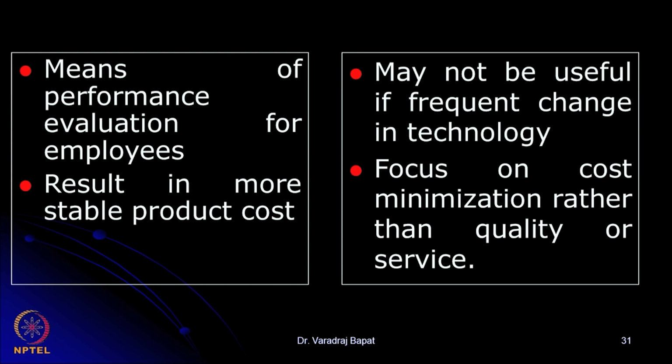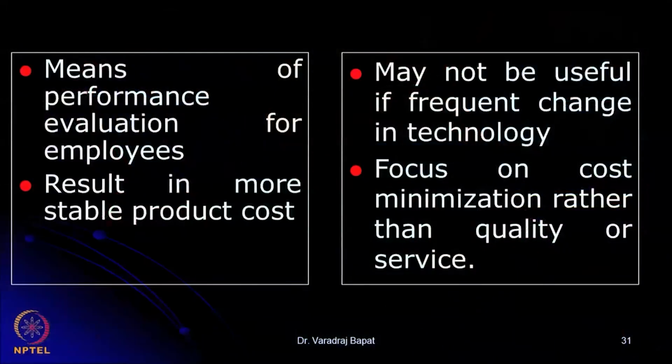It is a very good means for performance evaluation, because otherwise the manager will always be unhappy that employees are not performing, and employees will always feel that they are not being fairly evaluated. But in standard costing, since an objective standard is set and communicated in advance, it becomes easy to compare the variance. The next is that it also gives more stable prices, because the prices are based on standard cost, they do not change every now and then. So output prices also need not be changed frequently.